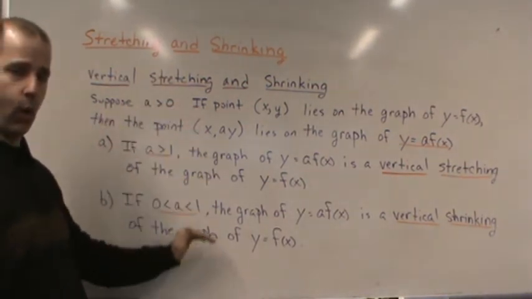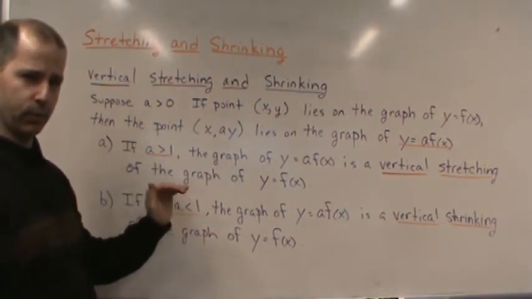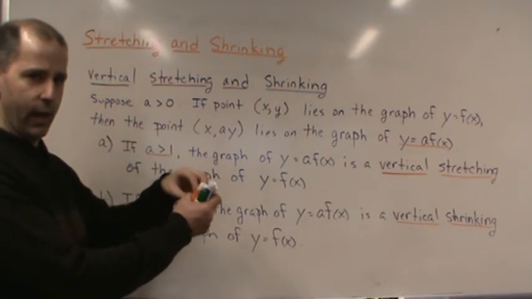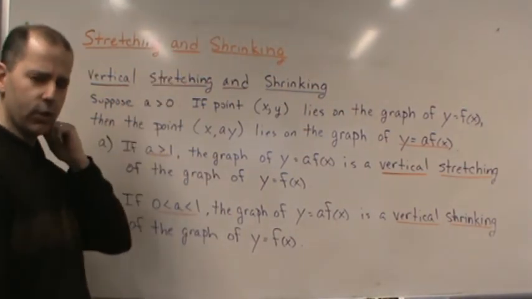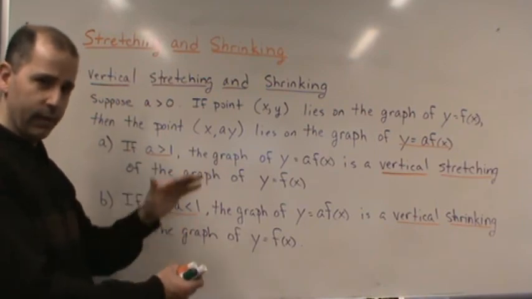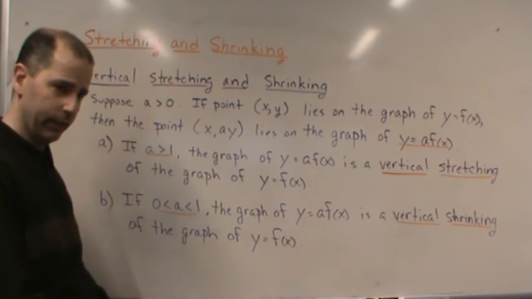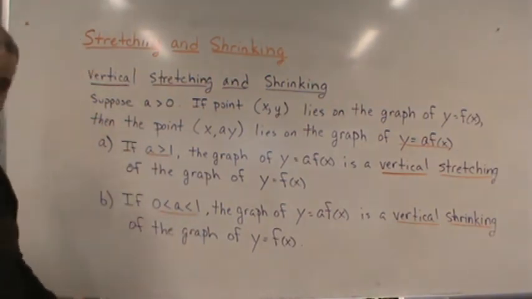So if you're outside the function, it's in the vertical direction, right? You're multiplying all the y's by some real number. If you're multiplying the y's by a number bigger than 1, then it's going to make the y's stretch. If you're multiplying all the y values by some number that's less than 1, then you're making all the y values go down. Okay, that's what's happening in effect.